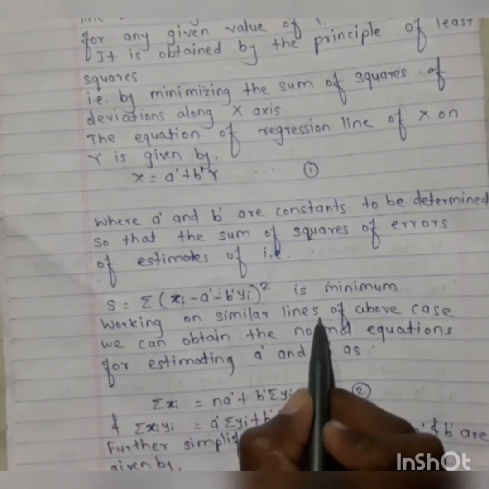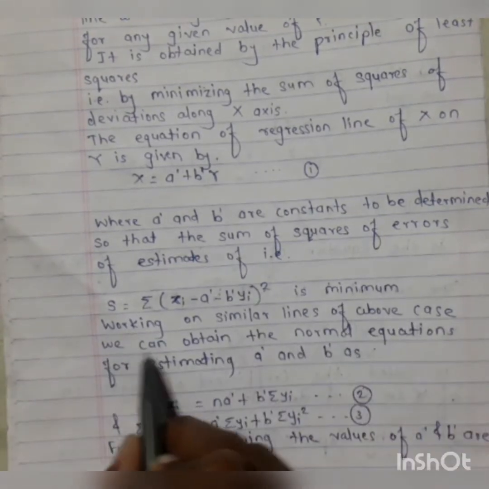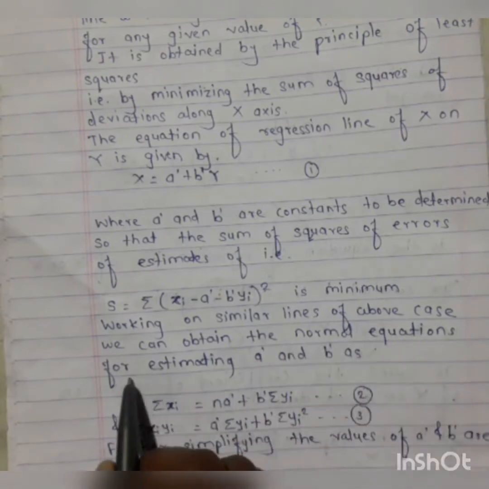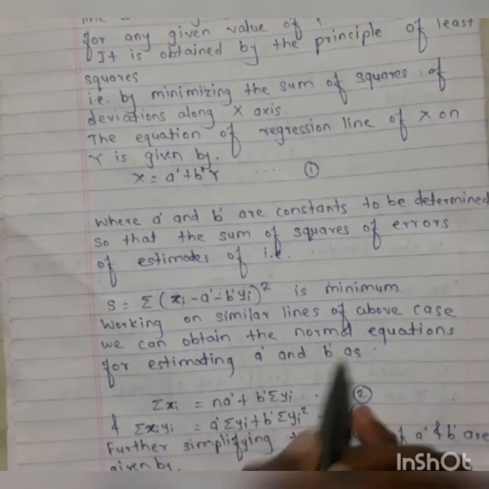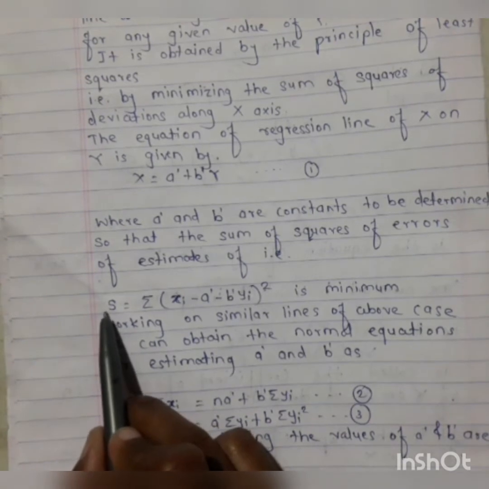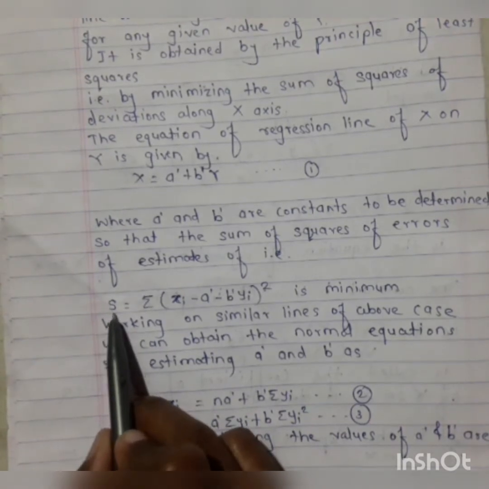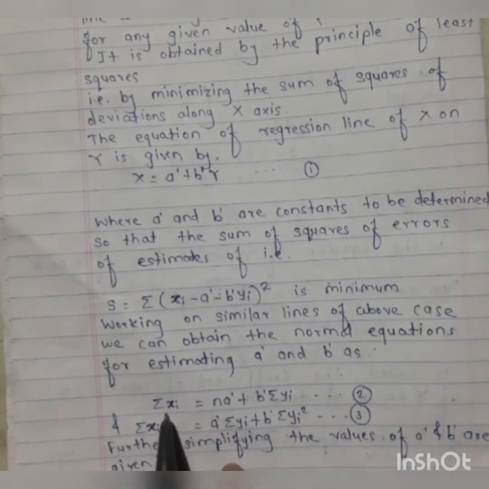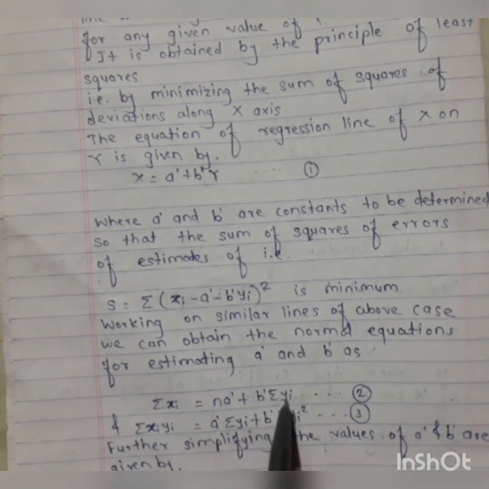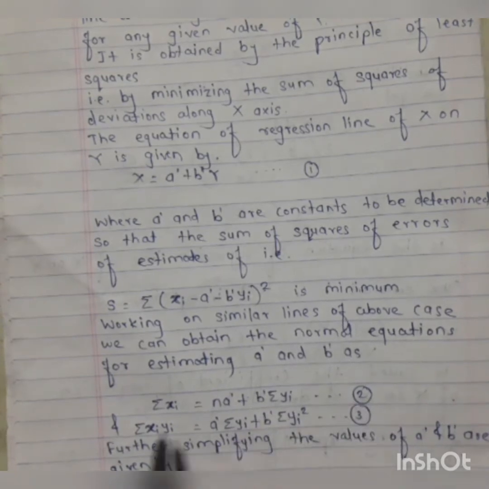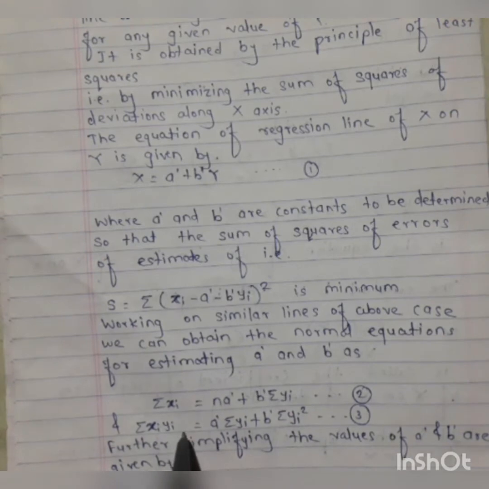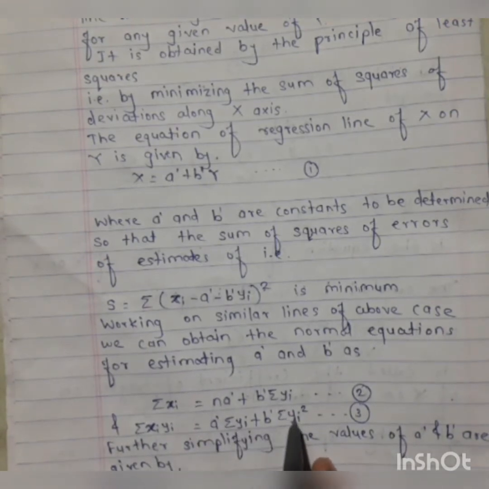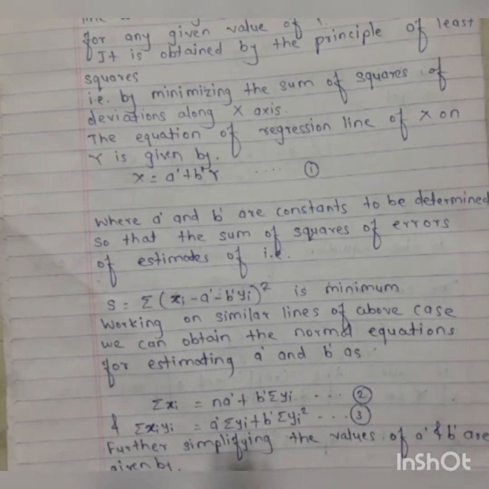Working on similar lines to the above case, we can obtain the normal equations for estimating a dash and b dash, by differentiating S with respect to a dash and with respect to b dash and solving. We get summation xi is equal to n into a dash plus b dash into summation yi. This is equation number 2. And summation xi into yi is equal to a dash into summation yi plus b dash into summation yi square. This is equation number 3.